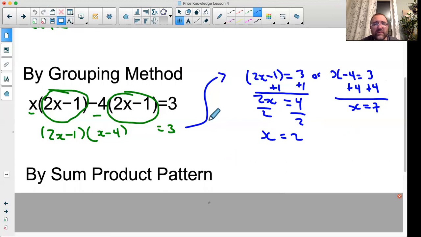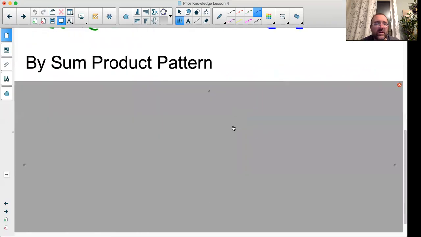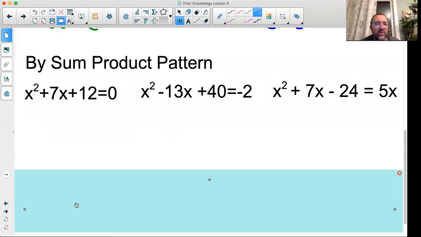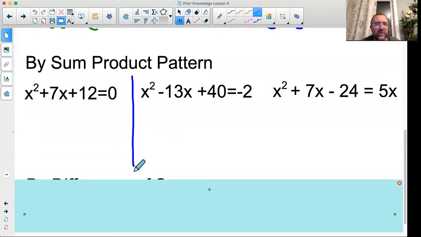Another method of solving, factoring, is by the sum product pattern. What do I mean by that? Well, if we have a product, well, we have 3 problems to deal with. Let's just tackle one at a time.